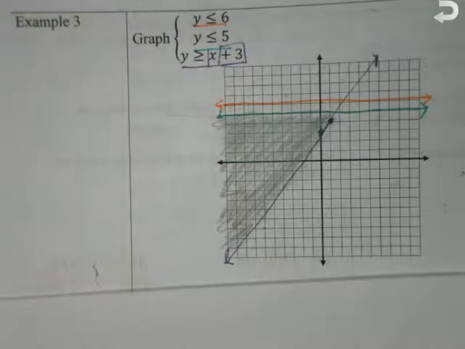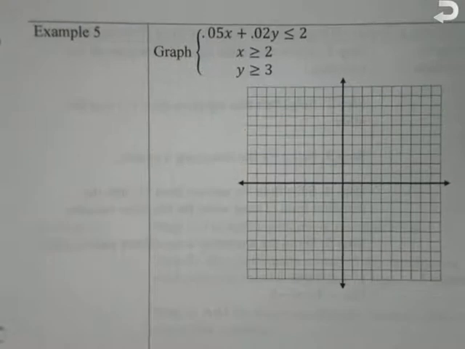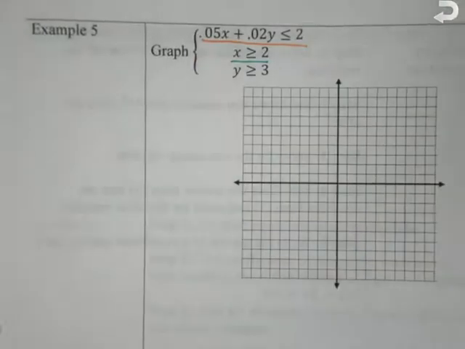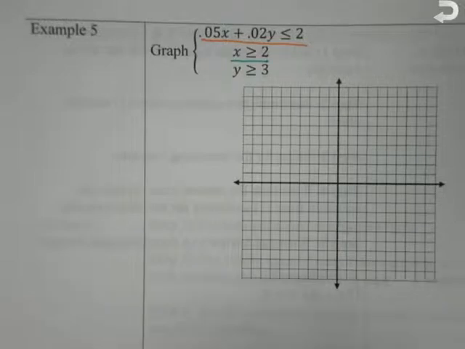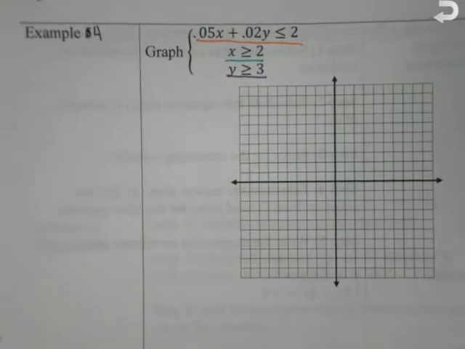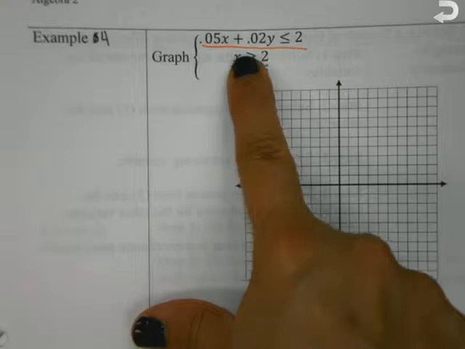Yes. So for example 5. Last one. We have 0.05x, 0.02y, less than or equal to 20. We have x greater than or equal to 2. And we have y greater than or equal to 3. This one, the orange one, is going to require a little bit of work. Why don't we do the 2 easy ones first, and then we'll do the harder one.